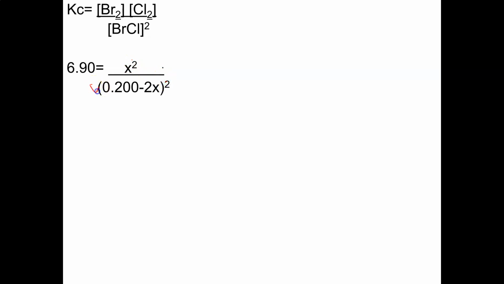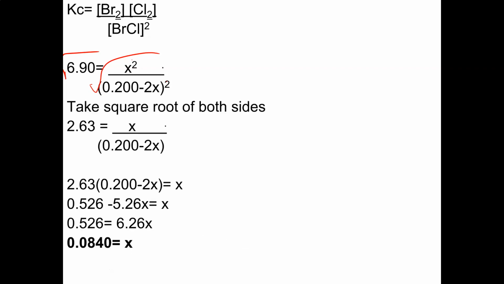Now, you'll notice that squared, squared. What you can do now is square root both sides. That's what the perfect square question is. You recognize these because both the top and bottom numbers are squared. Whenever that happens, you do this. So you have to look for it. So we take the square root of both sides, we get 2.63 equals x over 0.2 minus 2x. Distribute the 0.2 minus 2x to both sides. We start solving for it.